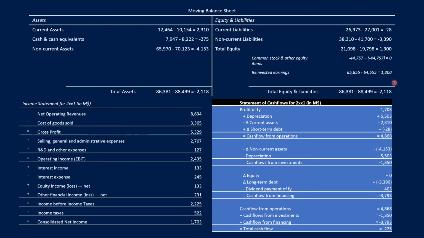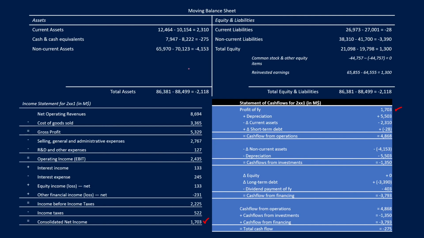Now we have everything on one screen, and I just take a pencil so that we can check what I have done. Let's go through. Here we see the profit of the financial year, 1,703. Let's check mark that, because it equals the consolidated net income. The depreciation is not given in the usual income statement. So you have to look it up in the notes of the financial report.